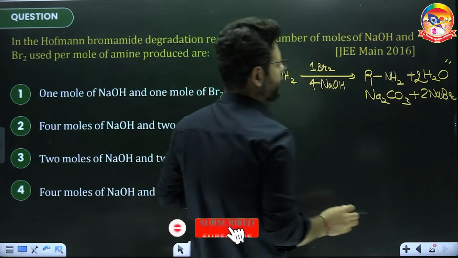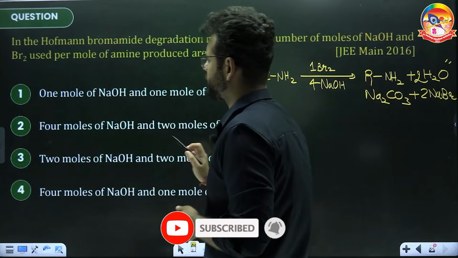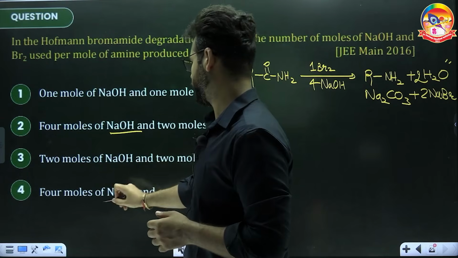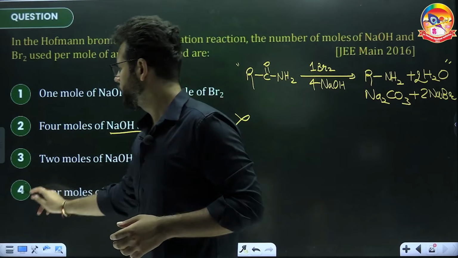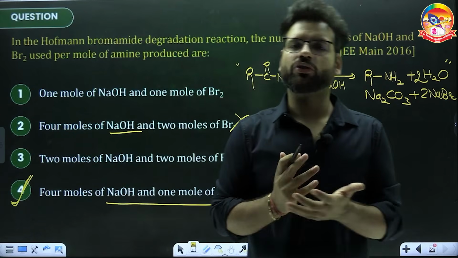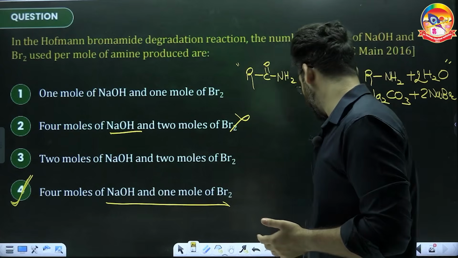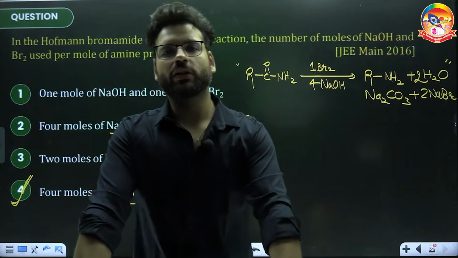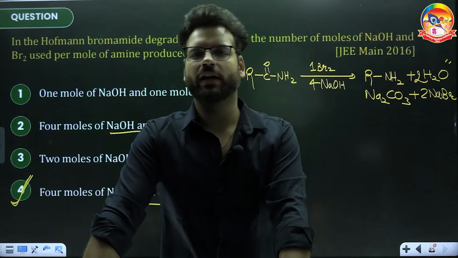And this completes today's lecture. So we require 4 moles of NaOH and 1 mole of Br2, which is option 4. I hope you have enjoyed this session and you are able to revise all the topics we have done today, which are carbonyls, carboxylic acids, amines, and diazonium salts.